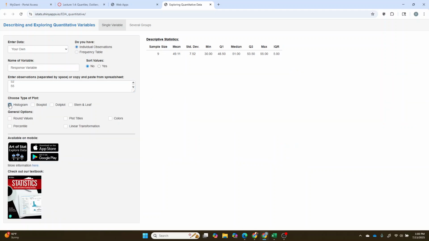For now, I'm just going to hide those things because the main thing I want to see is this list of descriptive statistics. In particular, Q1 is here, Q2, which is the same thing as the median, is here, and Q3 is here. And you'll notice that that matches up precisely with what we got when we did this by hand.